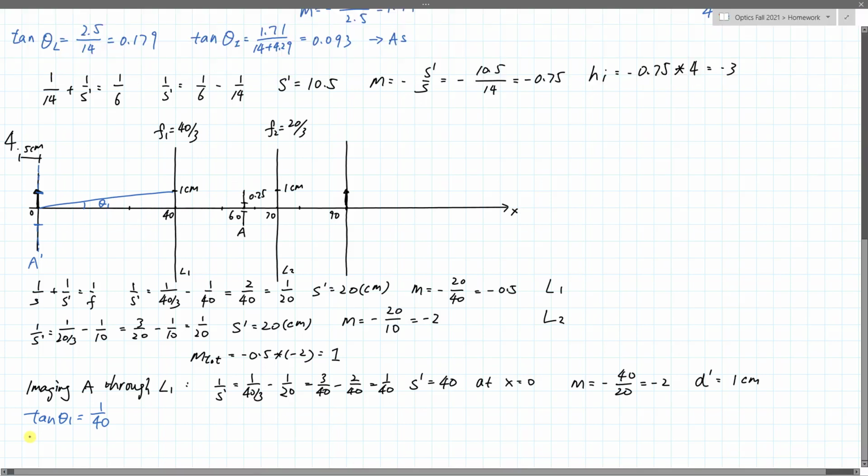So L2 through L1. This job seems like it involves a lot of applications of simple object-image relationship. You just have to apply it right every single time. The object distance is from 70 to 40, which is 30, so that's minus 30. So S prime is equal to, I'll just use Python.